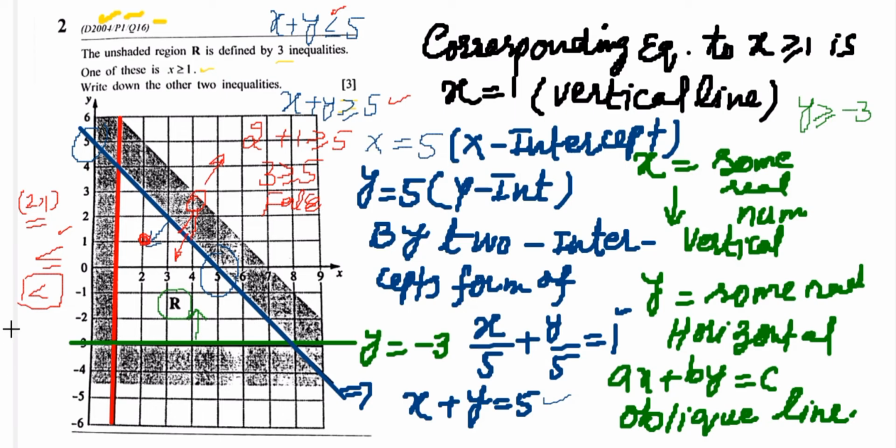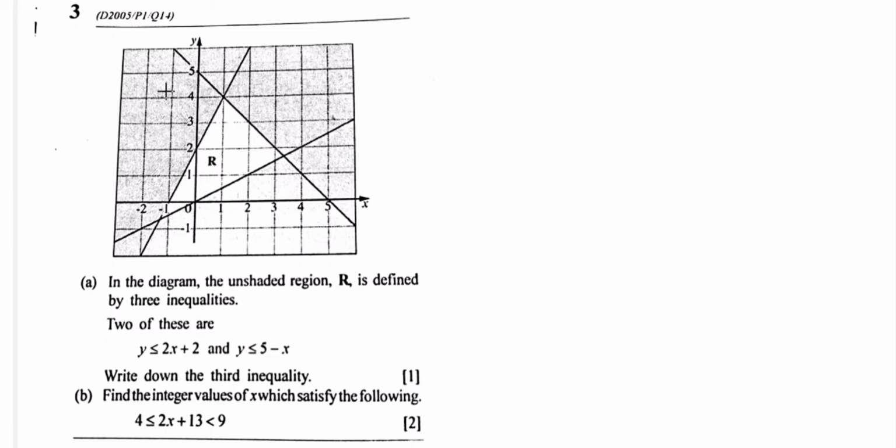Next we move towards the third question here. The third question, December 2005, paper 1, question number 14. In the diagram, the unshaded region R is defined by 3 inequalities. Two inequalities are given. Write down the third inequality. We need to find the third inequality here.